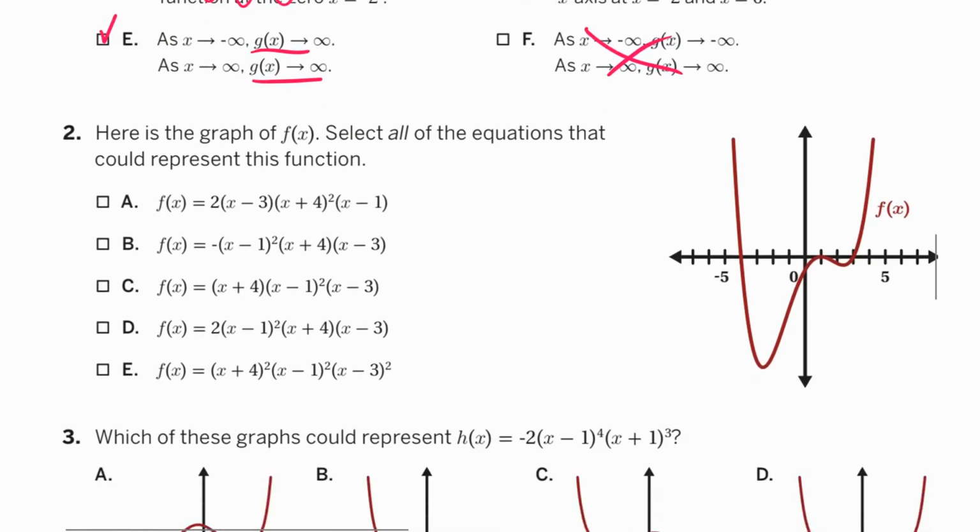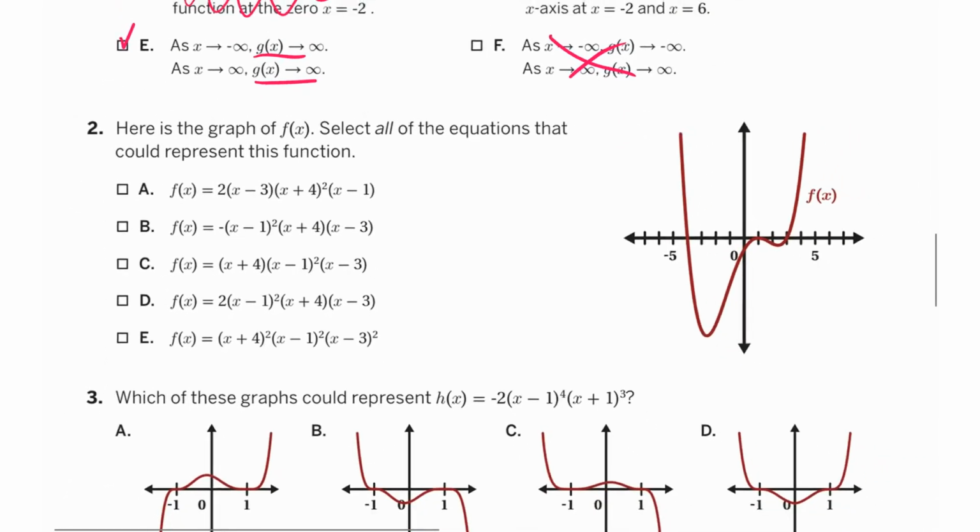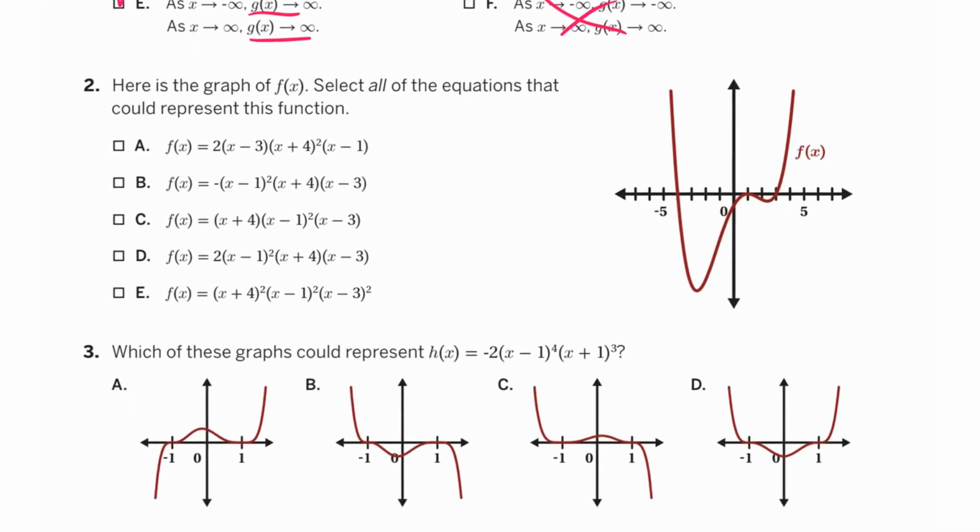Number 2, here is the graph of f of x. Let me zoom out here. Select all the equations that could represent this function. So there's multiple because different things can happen at the intercepts here. Let's talk about what our intercepts are. It's going to be -4, +1, and +3. So in this one here, -4, that looks good, that looks good. Looks like -4 is good on all of them.